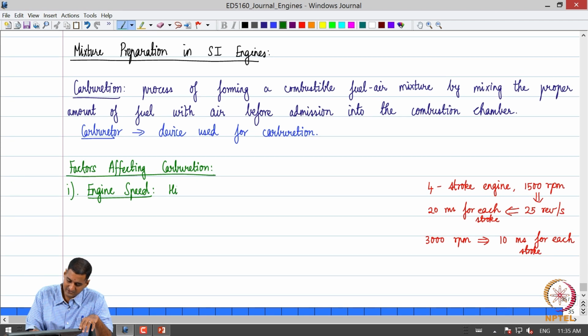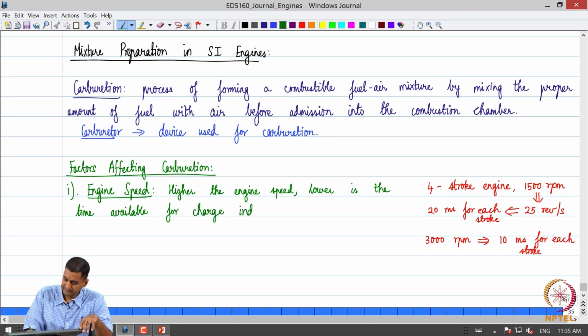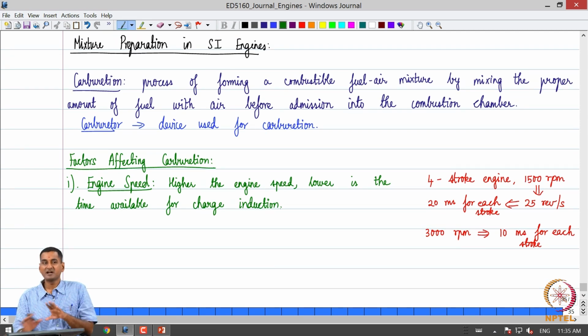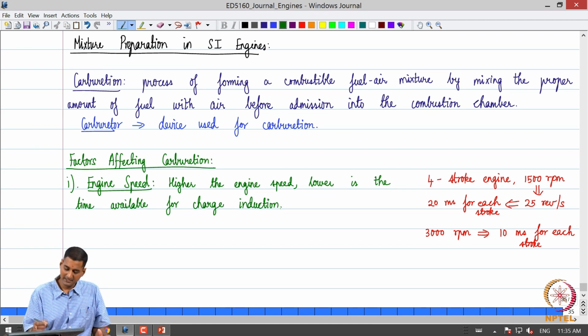So, we can immediately observe that the higher the engine speed, the lower is the time available for charge induction. As we recall, the term charge is also used in this context to denote a fuel air mixture. So, that is important. That is one important factor, engine speed.